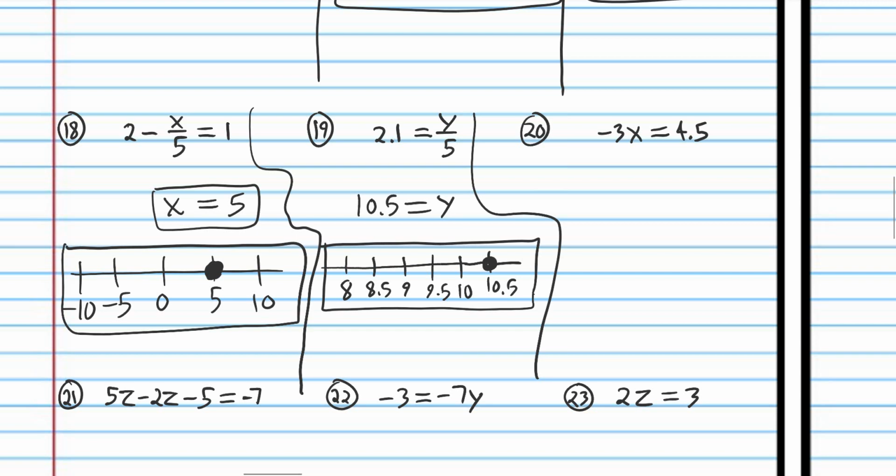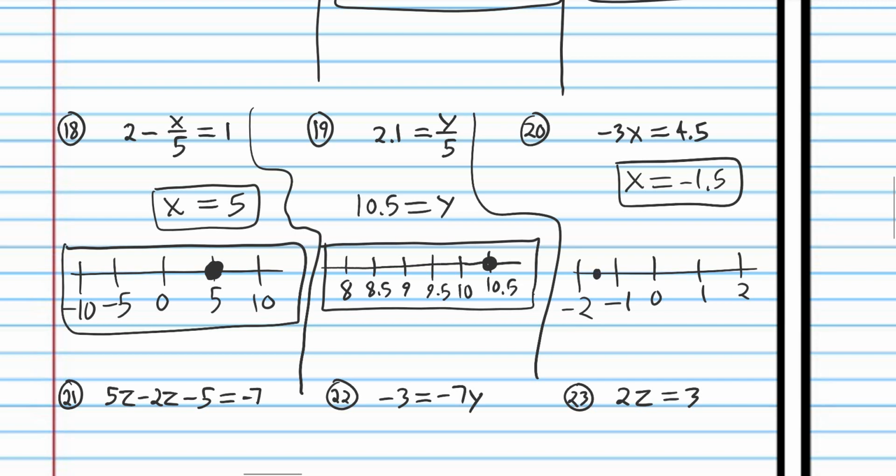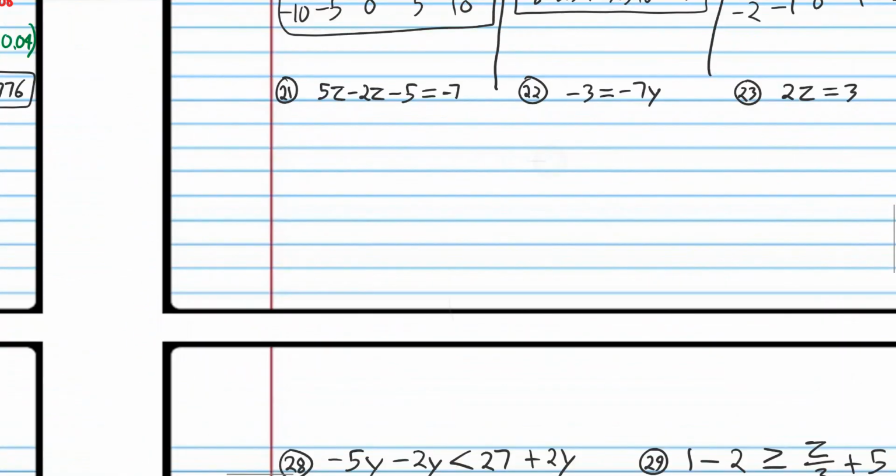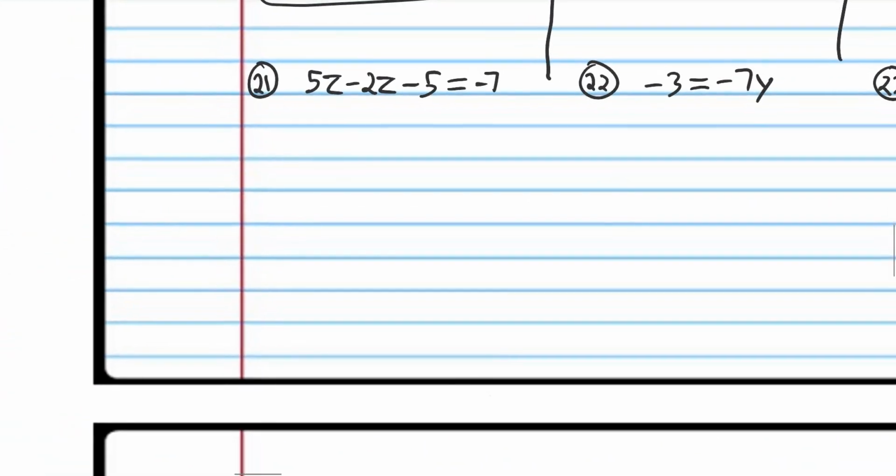All right, and if we solve number 20, we get negative 1.5. That's the algebraic solution. And try to make these divisions equal. And negative 1.5 would be about here. Because remember, 0.5 is halfway between negative 1 and negative 2. All right, so why don't you try number 21, and when you come back, we'll do it together.